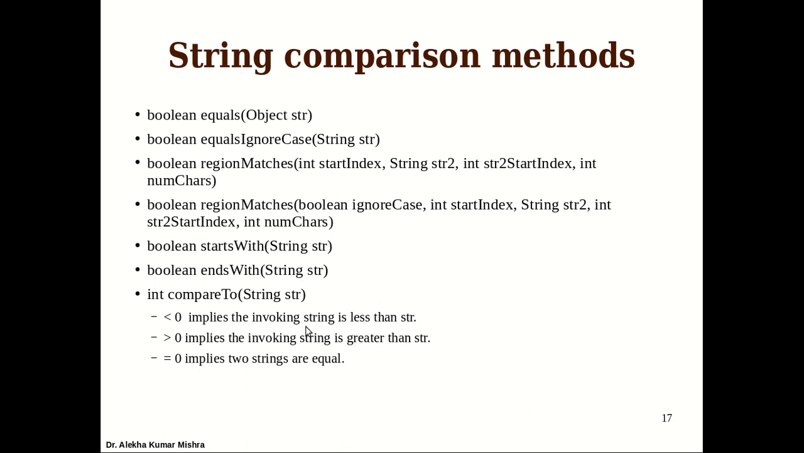Then comparison. We know that less than 0 says the invoking string is less than the other string as per the lexicographical order. If it is greater than 0, then it says the invoking string is greater than that. Equal to 0 means both strings are equal by their content.